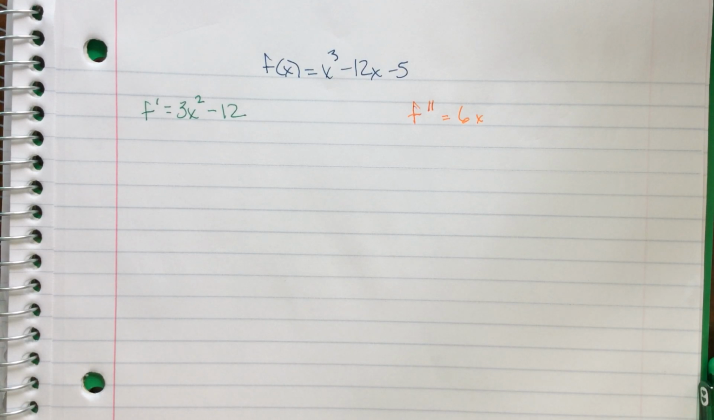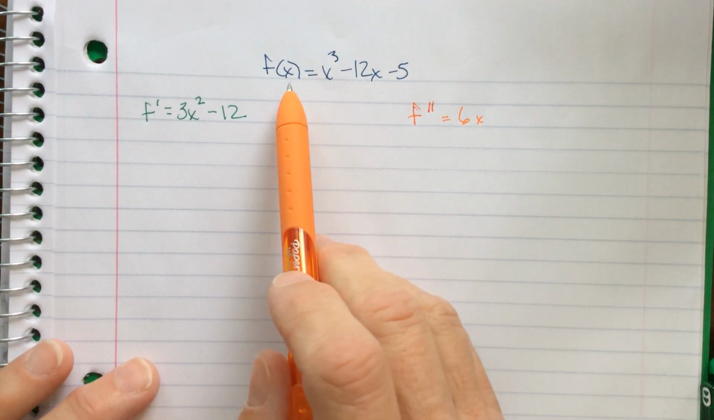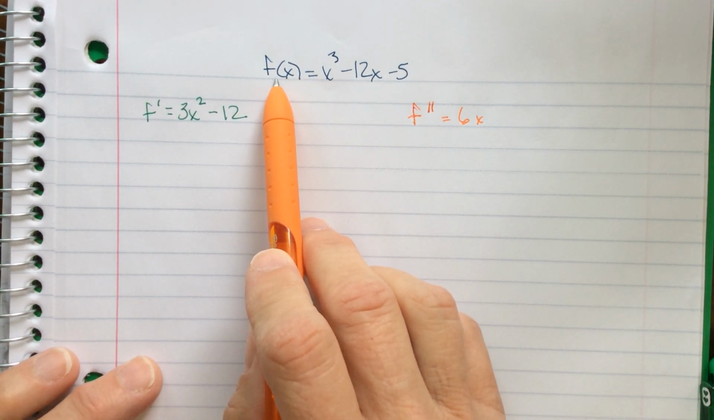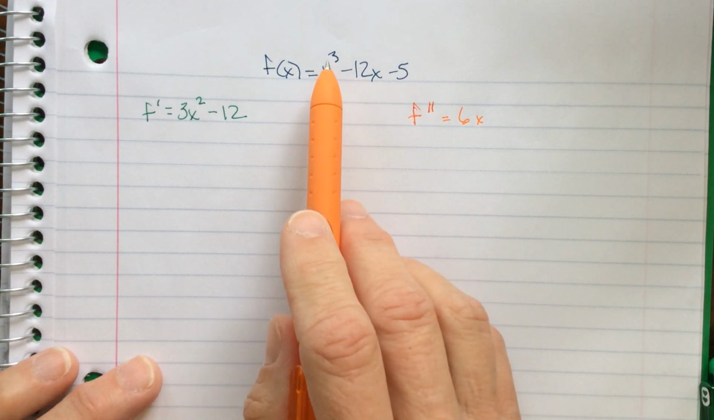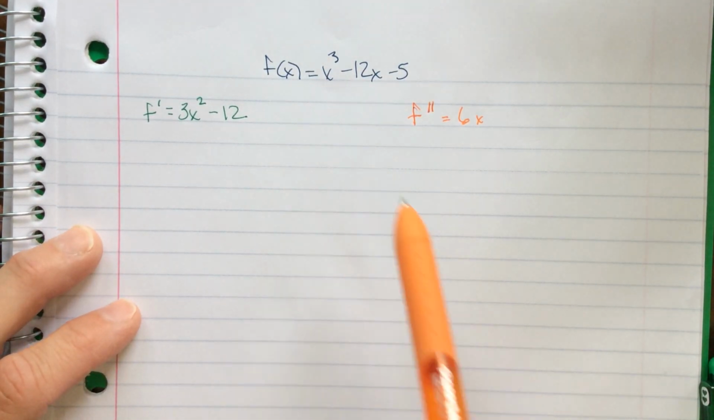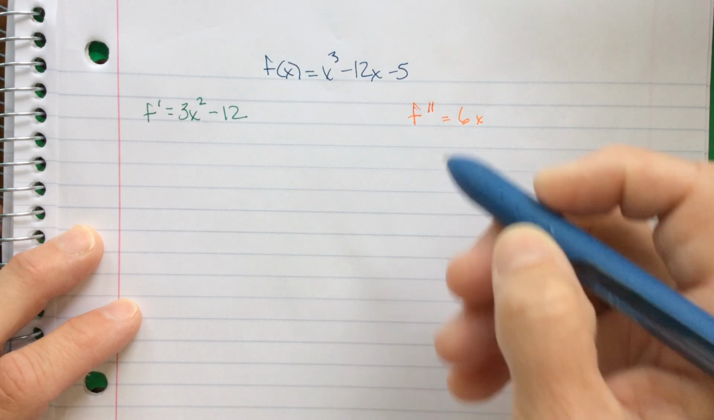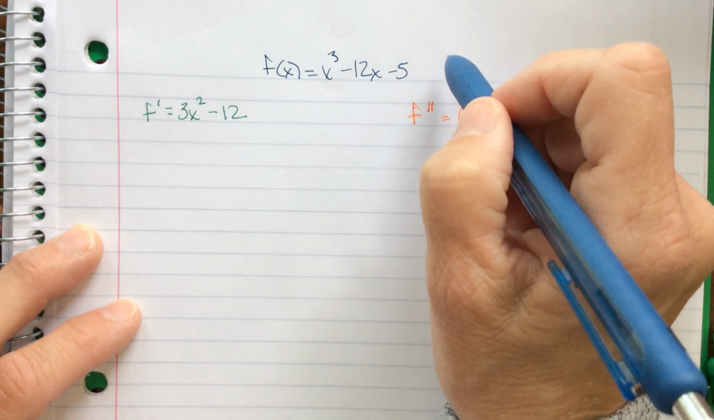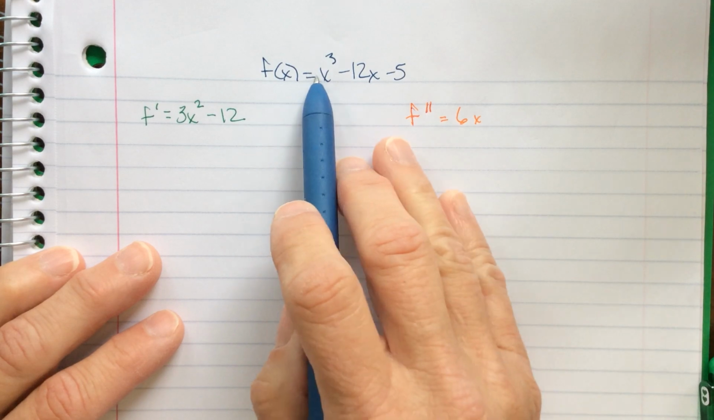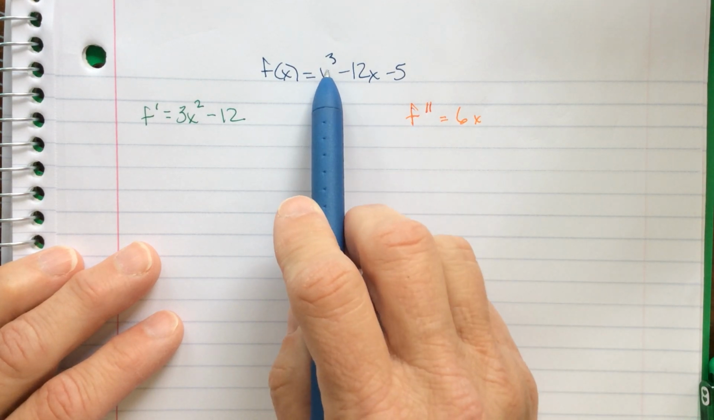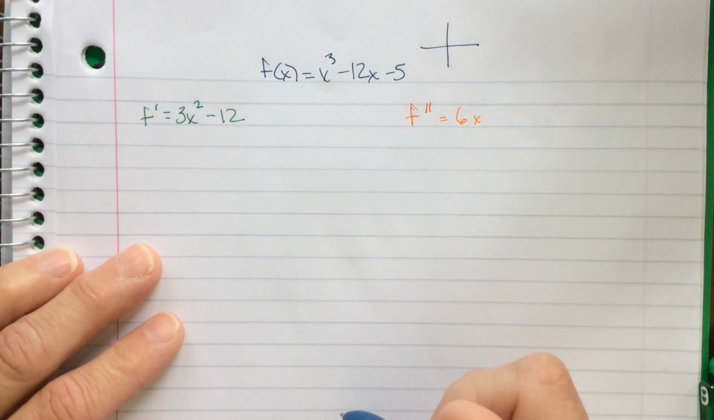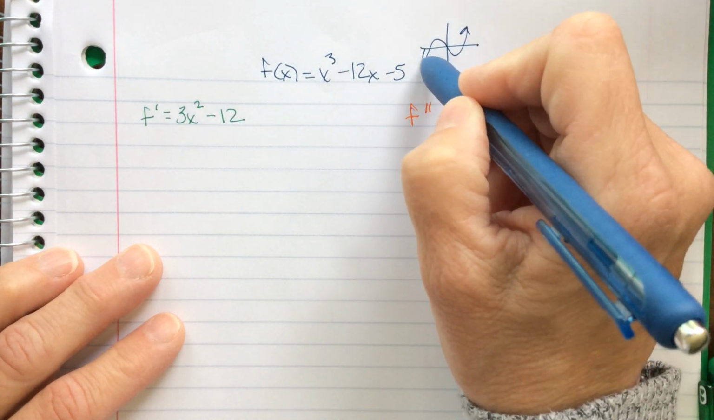Okay, so we know we're going to need the first derivative and the second derivative, and we're going to use information from them to help us find the characteristics of the behavior of the original cubic function. Right now, the only thing we can really tell quickly is that this is a cubic function, and we know that a cubic function should look something like this.